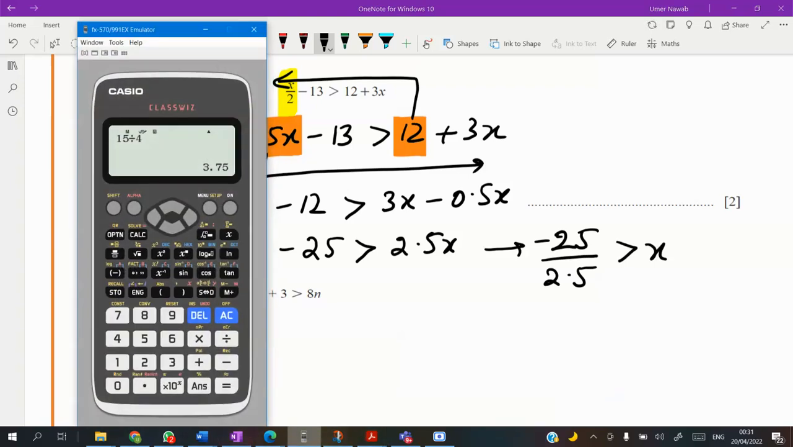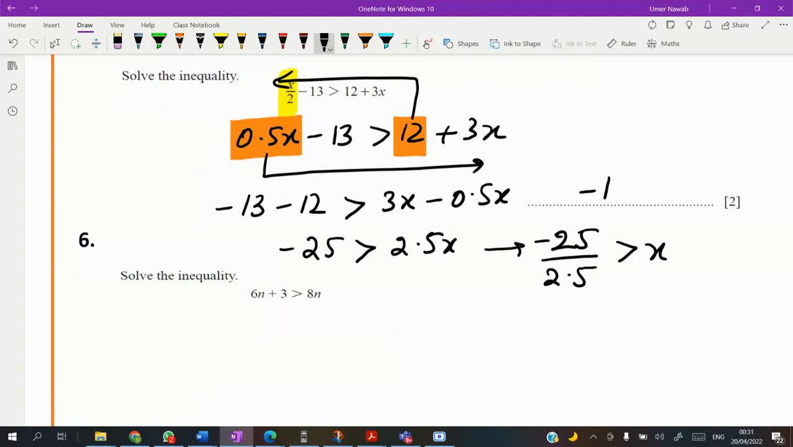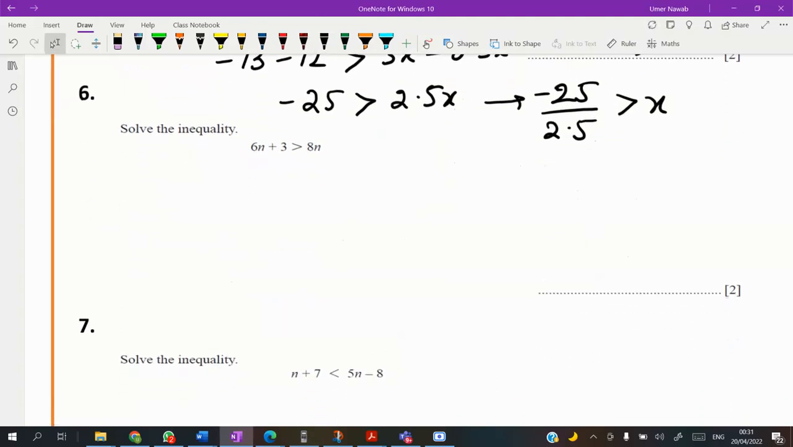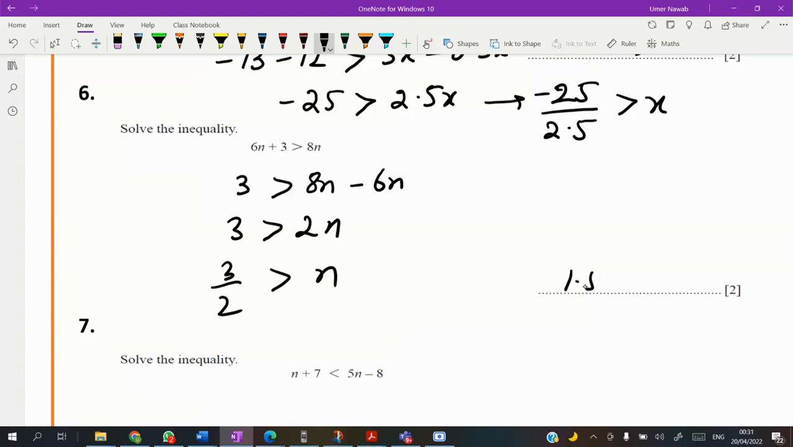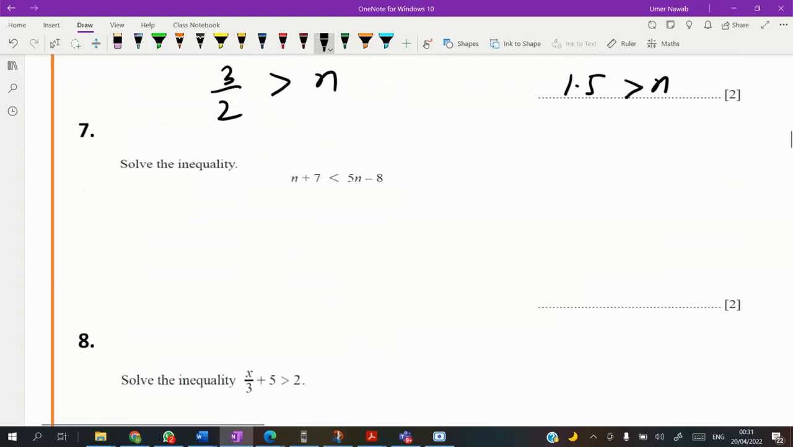What is the final answer? Minus 25 over 2.5 gives us minus 10. So minus 10 is greater than x. Next inequality, 3 is greater than 8n minus 6n. 3 is greater than 2n. 3 divided by 2 is greater than n. So 1.5 is greater than n.